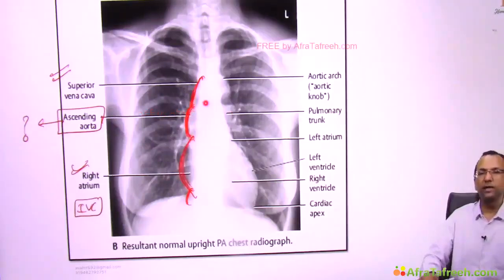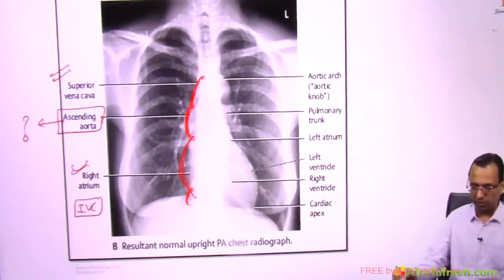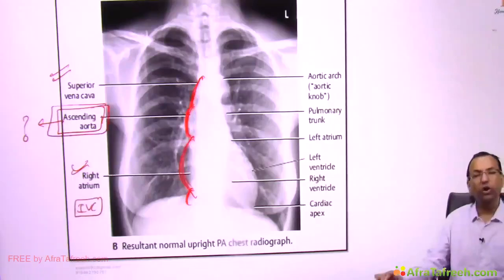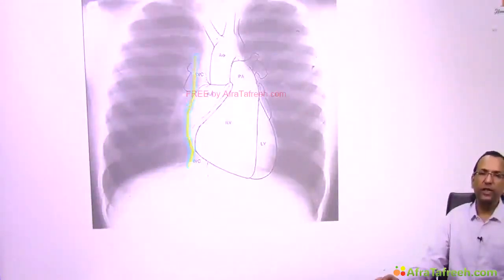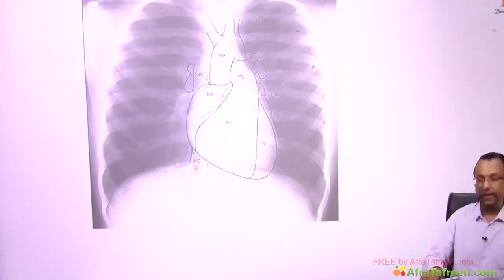But what is in the diagram? In the diagram they are showing superior vena cava and the ascending aorta and then the right atrium and then the inferior vena cava in the right border of the heart, chest X-ray. But I'm doubtful about this. Why are you doubtful about this? Let me show you. See, this is the chest X-ray and normally what should it have? Three things. What are the three things? Superior vena cava and the right atrium and the inferior vena cava.